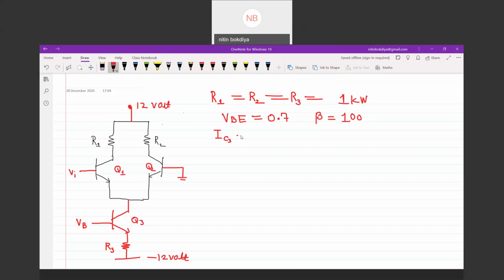IC3 is given as 2 milliampere. Then they are asking for the bias voltage VB at the base emitter junction. They want the answer for VB. What will be the value of VB for the circuit? So we are interested in the analysis of this circuit. How will we analyze this circuit? Let's see.